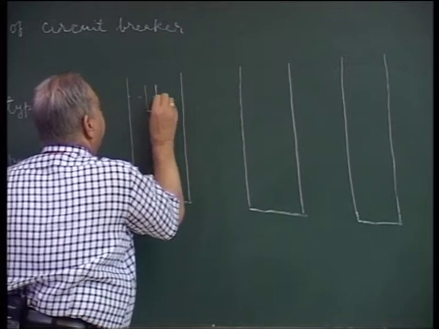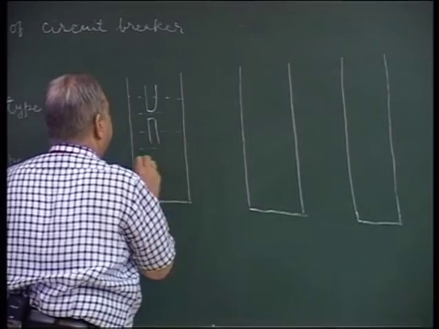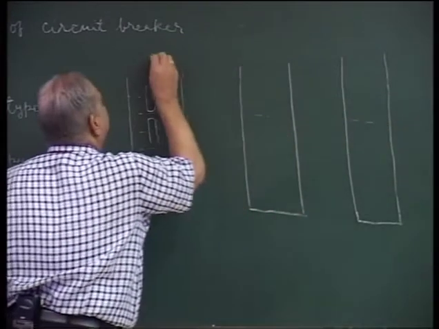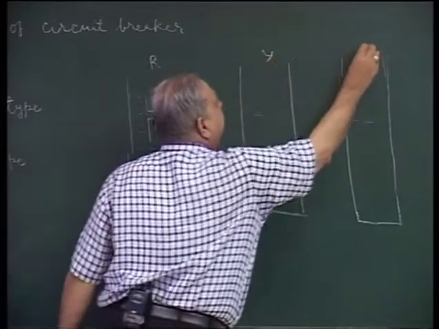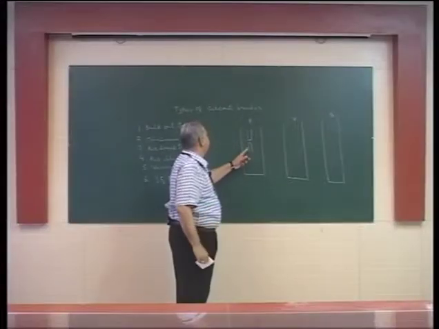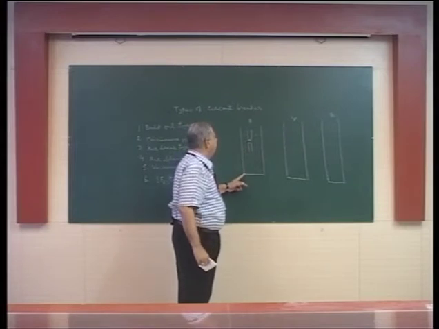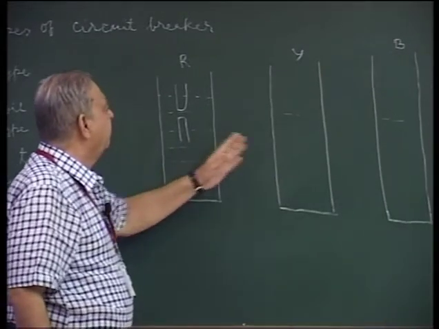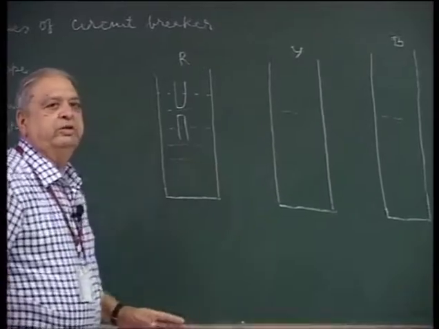And this portion is filled with oil, like this, here also like this. So this is for the R phase, this is for Y phase, and this is for B phase. So these contacts are insulated from earth due to insulation porcelain present here, and between these two the insulation is provided by the porcelain provided on both these.